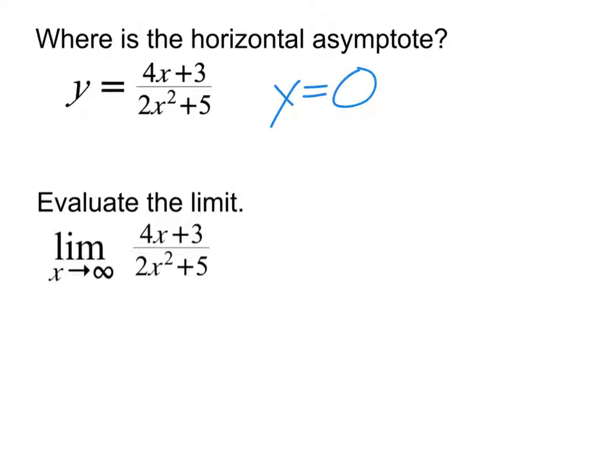Now, once we know where the asymptote is, then we can evaluate the limit as x is approaching infinity. As we go out to infinity, obviously we're going to be approaching the asymptote. That was the point of that last slide and that last set of notes. And so the limit equals 0.